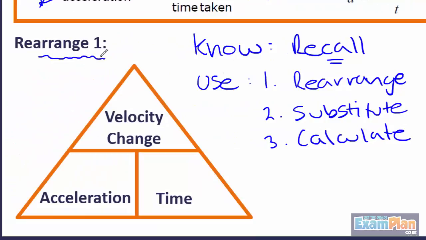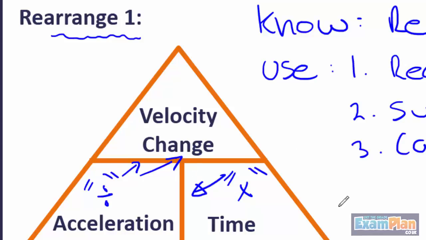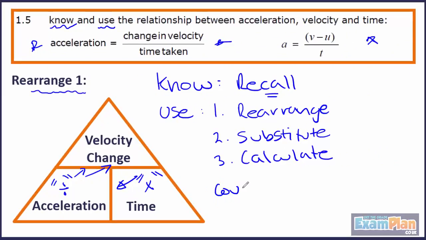The first method of rearranging we will look at is the triangle method. This vertical line represents multiply, and these horizontal lines represent divide. To use the triangle, you cover up the part of the equation you are interested in, i.e. the one you want to calculate, and you look at the remaining equation.